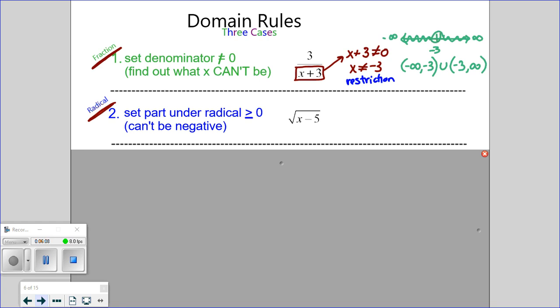Can't be negative, right? So I'm going to take what's underneath my radical in this basic example here, say it's greater than or equal to 0, solve for x, and find that x would have to be greater than or equal to 5. When we describe our domain, if they ask us to describe the domain of the function or state the domain of the function, we will always write it as an interval. So now we did that already. X is greater than or equal to 5.